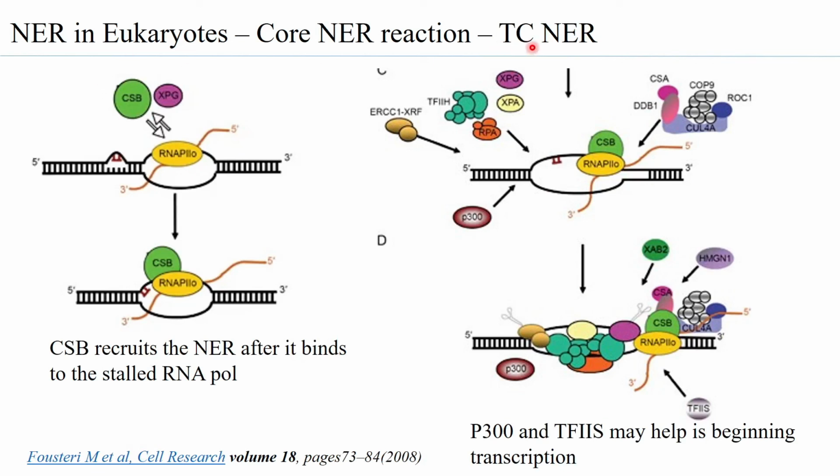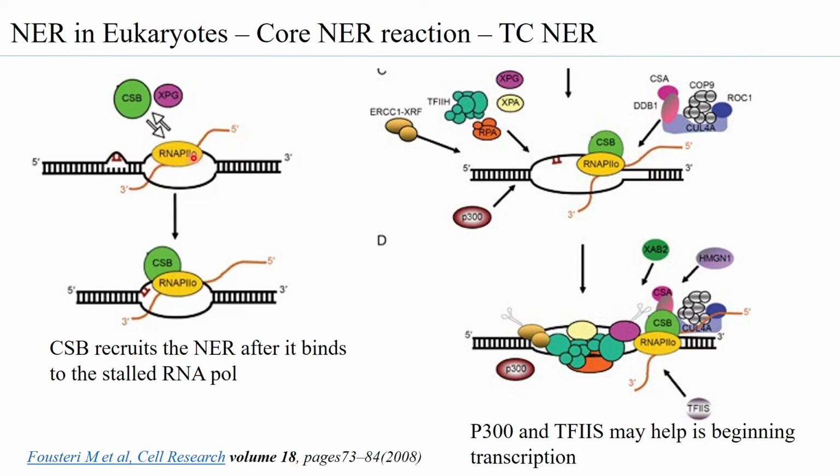Now we go to the second form of NER, which is the transcription coupled NER. As mentioned before, the transcription coupled NER requires CSB. The names CSB and CSA, two different complexes that are required in the transcription coupled NER process, come from the word Cockayne syndrome. That is because mutations in these two proteins mean you do not have TC-NER functioning, which can result in a syndrome called Cockayne syndrome.